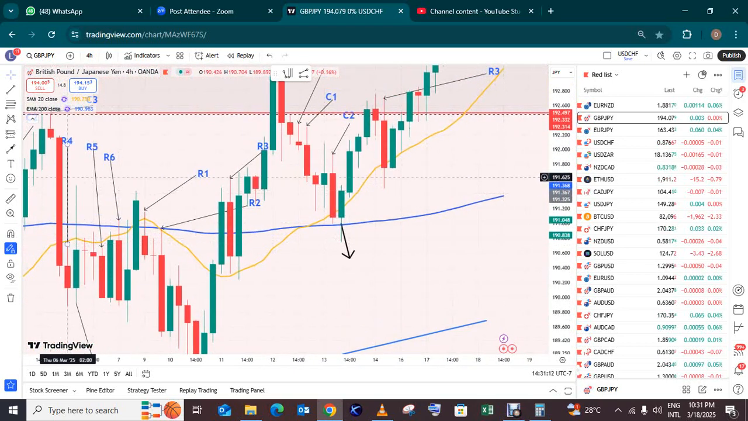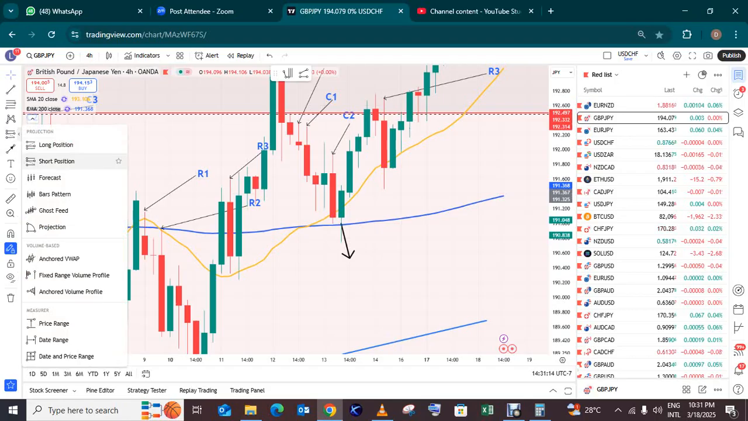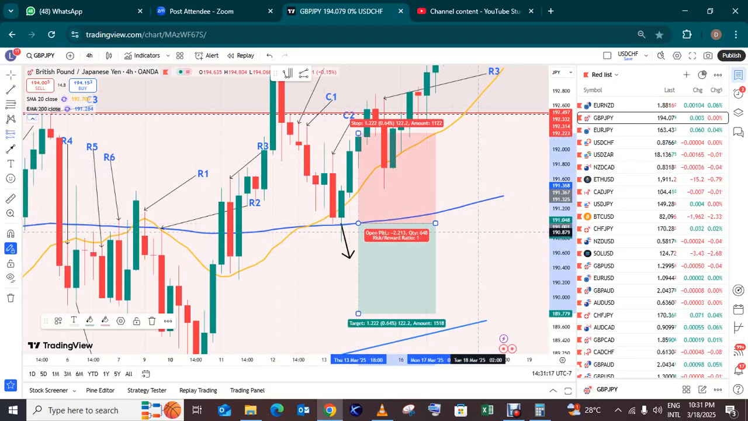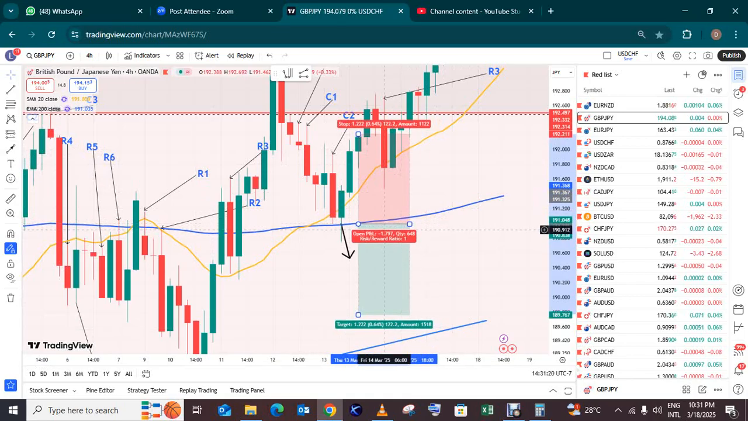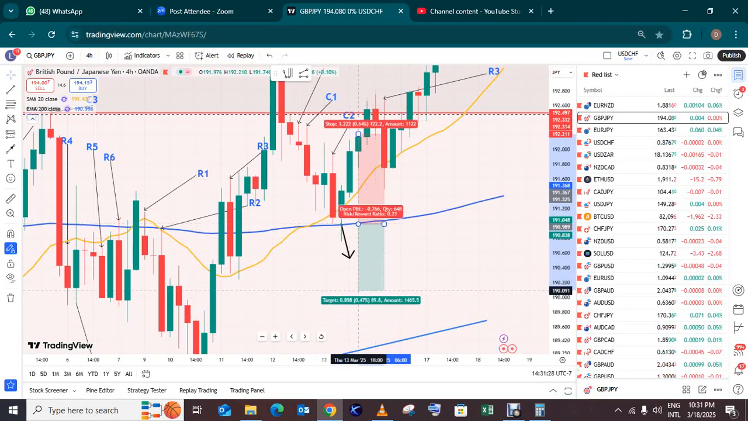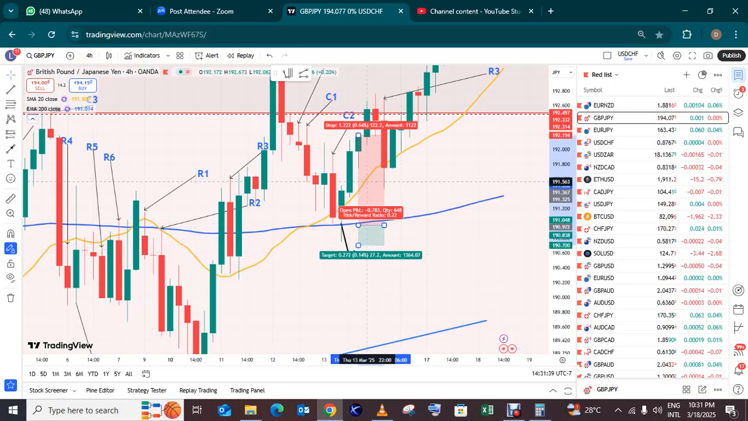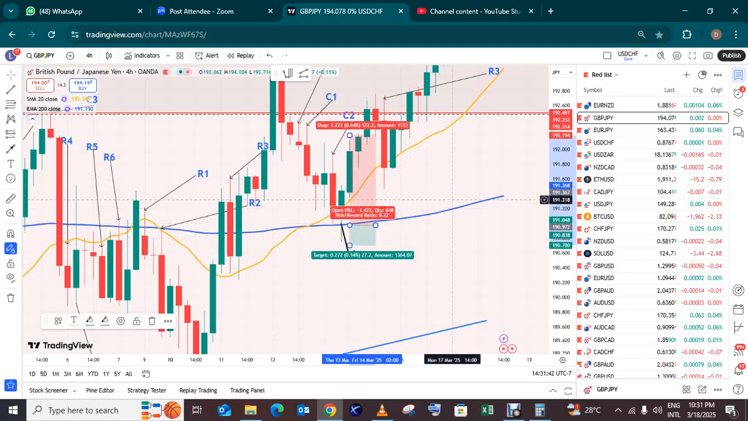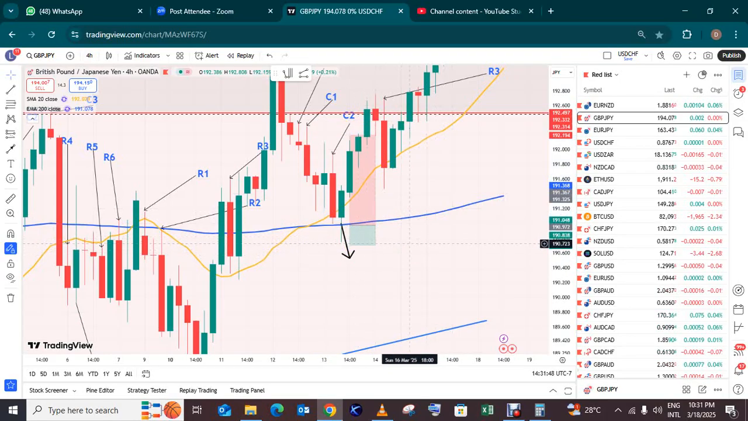So now we're going to be taking our entry from this level, short. We're going to be taking our short from this level here. We're looking for 0.14. That's TP1. So we're looking for 0.14, which is here. That's 27 pips. You can see we're almost there, but we didn't get to our TP1.